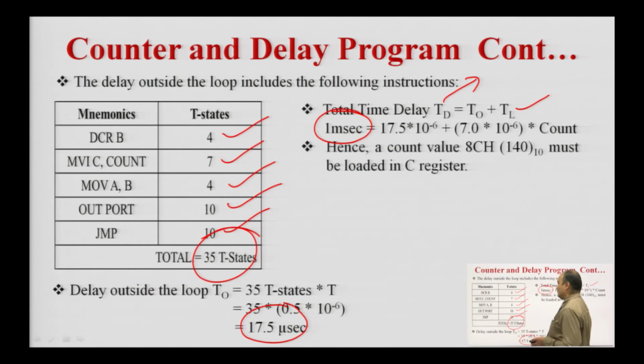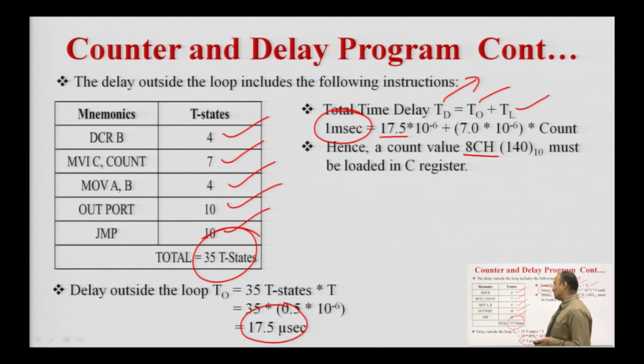This is the total amount of delay which is given in this program. Then 17.5 is the delay outside the loop, that is the value of T0. The value of T0 is given, that is 17.5 microseconds, and TL is nothing but 7 into 10 to the power of minus 6 into the count value. So, with the help of this we can obtain the count value. The count value comes out to be 8CH. So, the equivalent is 140. This is the equivalent of the value 8CH.